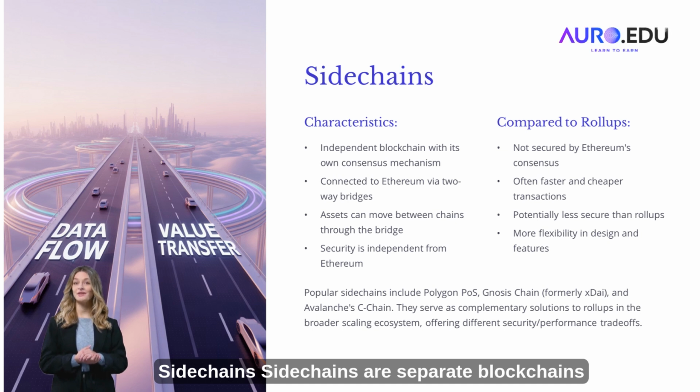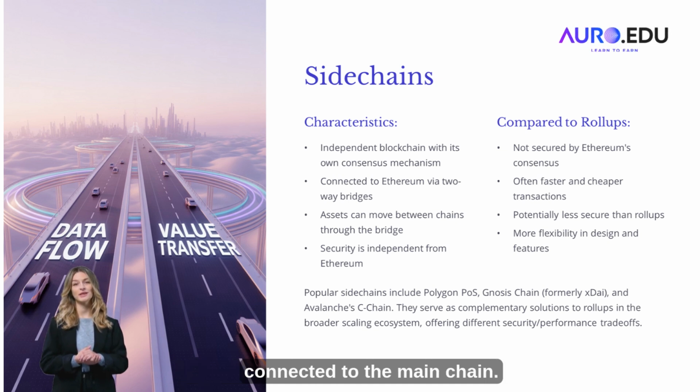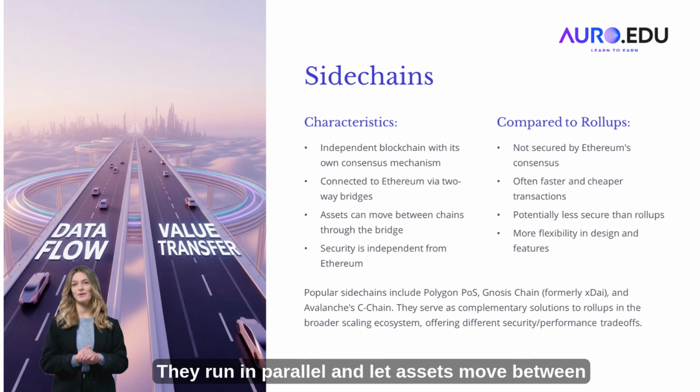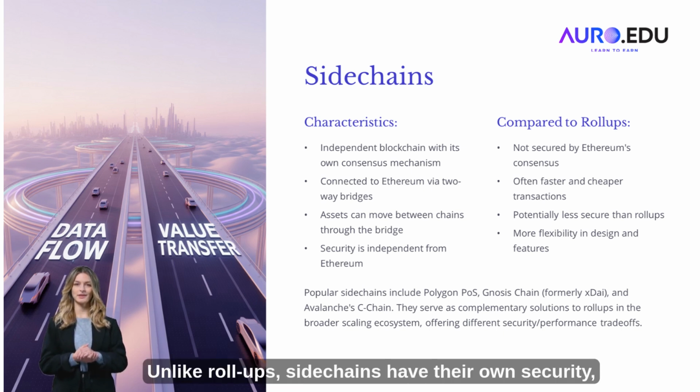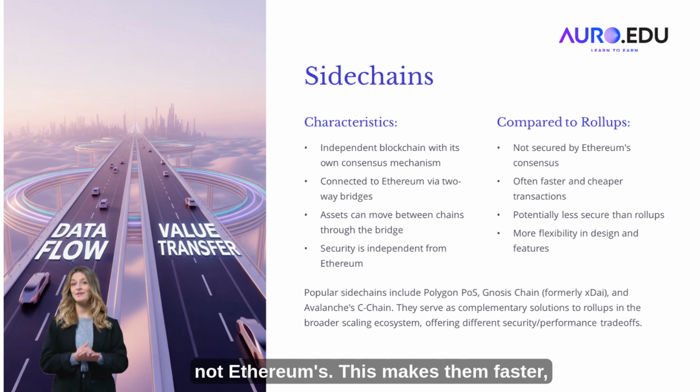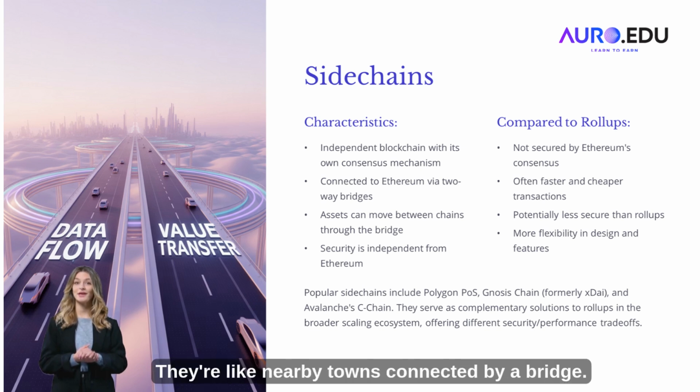Sidechains. Sidechains are separate blockchains connected to the main chain. They run in parallel and let assets move between them. Unlike rollups, sidechains have their own security, not Ethereum's. This makes them faster, but sometimes less safe. They're like nearby towns connected by a bridge.